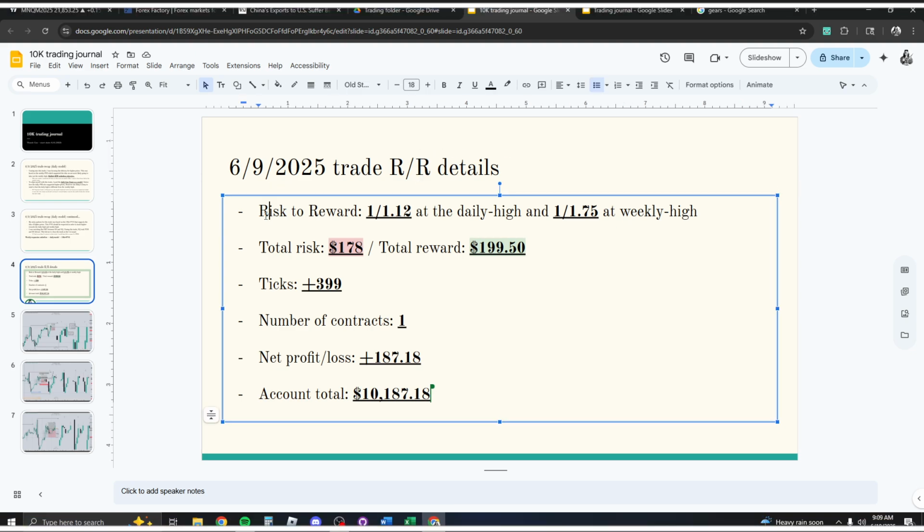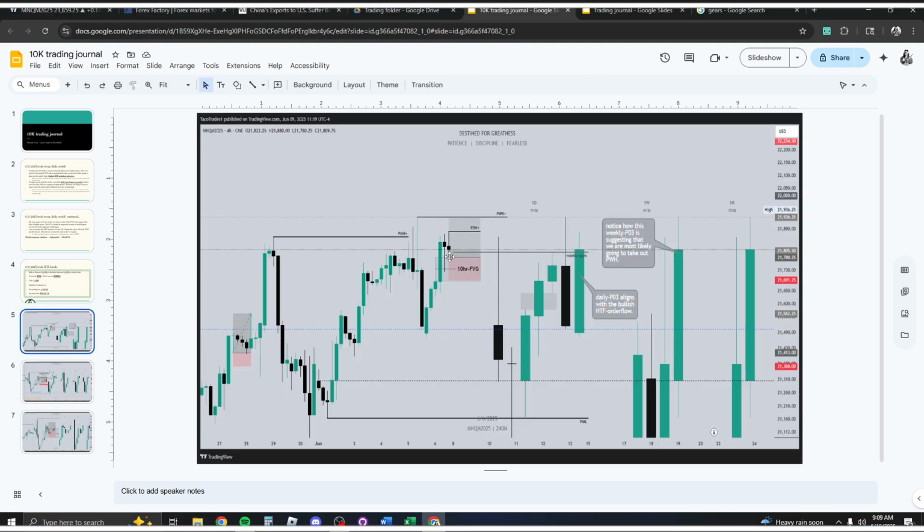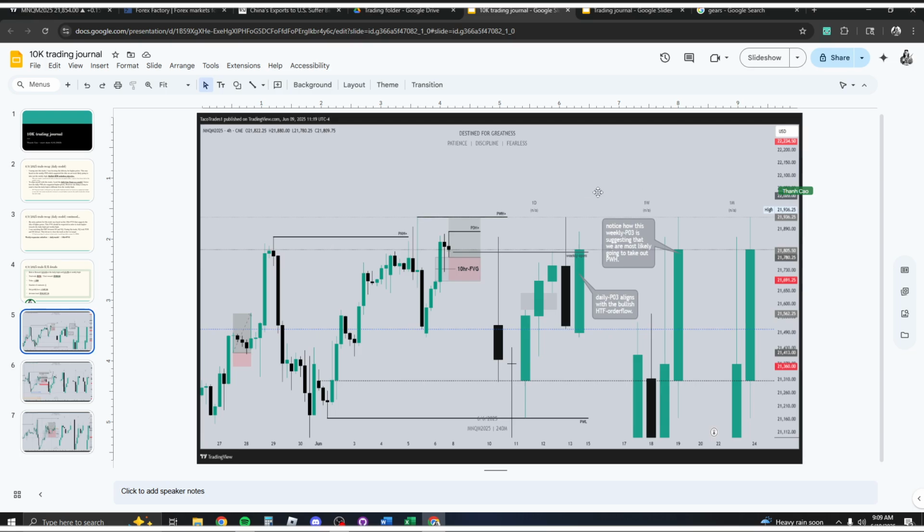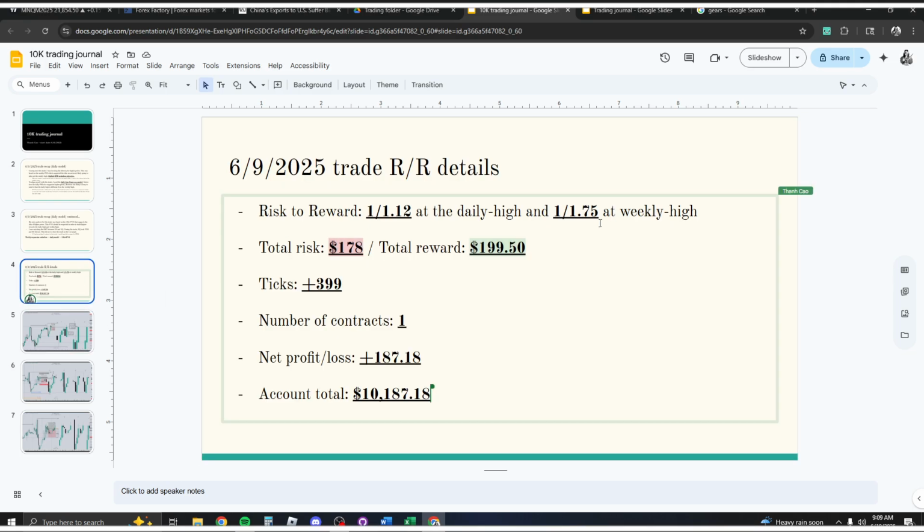So the risk to reward details here. Overall, the risk to reward was 1 to 1.12. So essentially, from the entry point to the previous day high was 1 to 1.12, which basically means I'm risking $1 to make $1.12 at the daily high. But overall the target was the weekly high, right? Which was 1 to 1.75, which is essentially you're risking $1 to basically make $2.